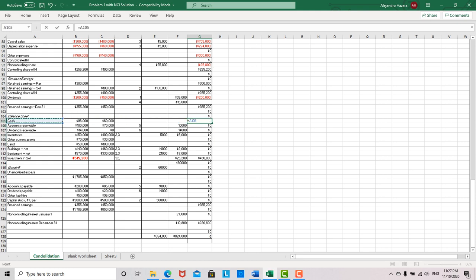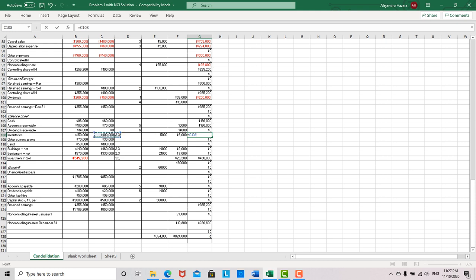Okay, so we're going to have cash of 96 plus 60 is 156. We're going to have accounts receivable of 100 plus 70 minus 10, which gives us 160. And we're going to have dividends receivable of 14, minus 14 gives you 0, which means that, if you're consolidating, you're seen as one company and you can't owe yourself dividends.